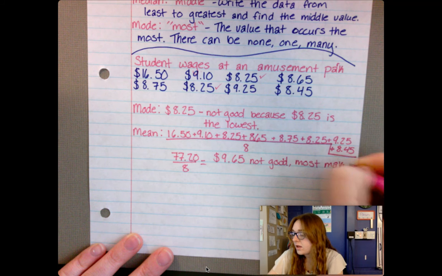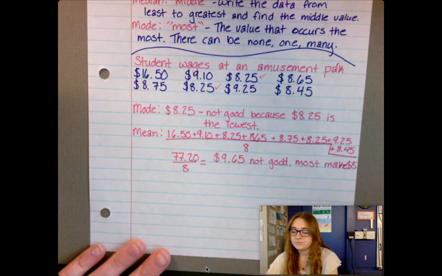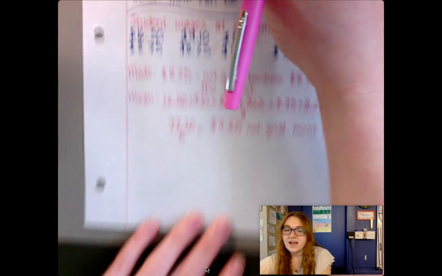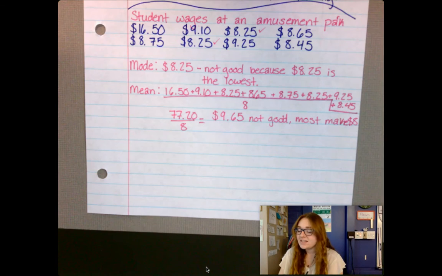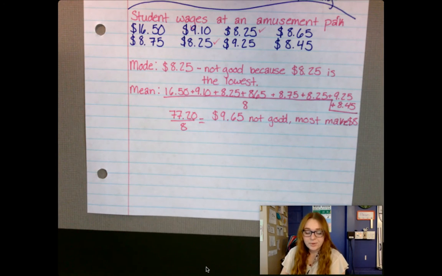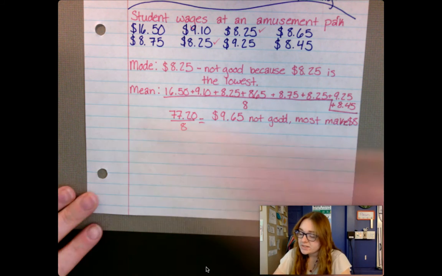Make $8. Oh, I forgot the E. Make $8. And then the last one, and my favorite to find, is the median. It's just going to take a little bit of work. We have to write out the values from least to greatest.